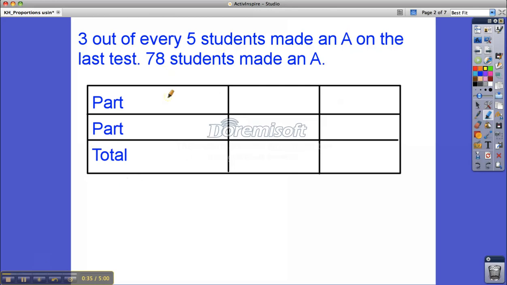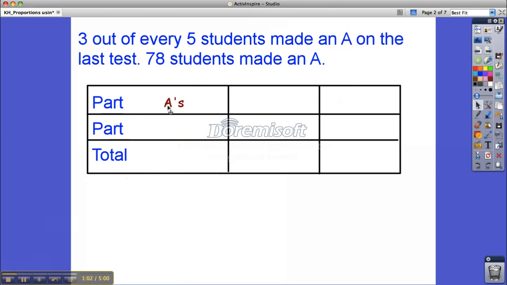So you should have already read it. If we read here, we're looking for what the parts and what the total are. As we read this, the first thing we need to decide is what are the two parts. It says 3 out of every 5 students made an A. So one of those parts needs to be what? Hopefully you said making an A. So one of those parts is just the kids who made A's.